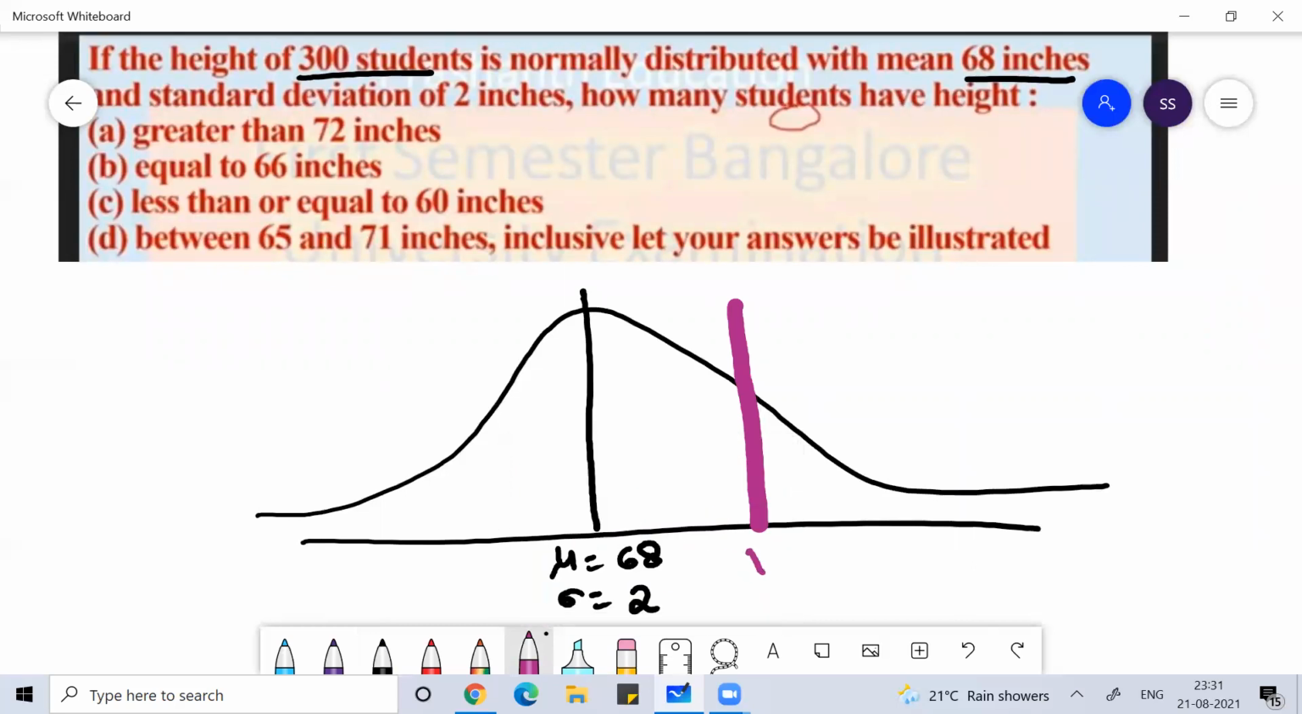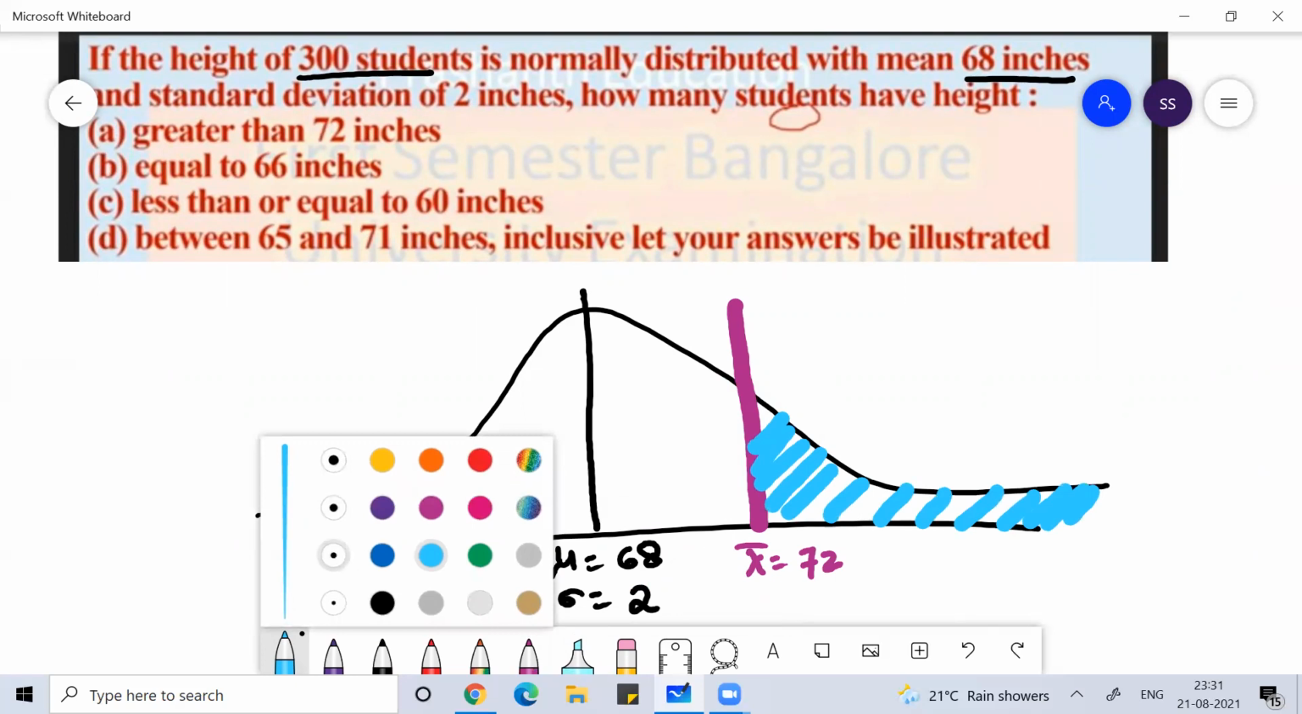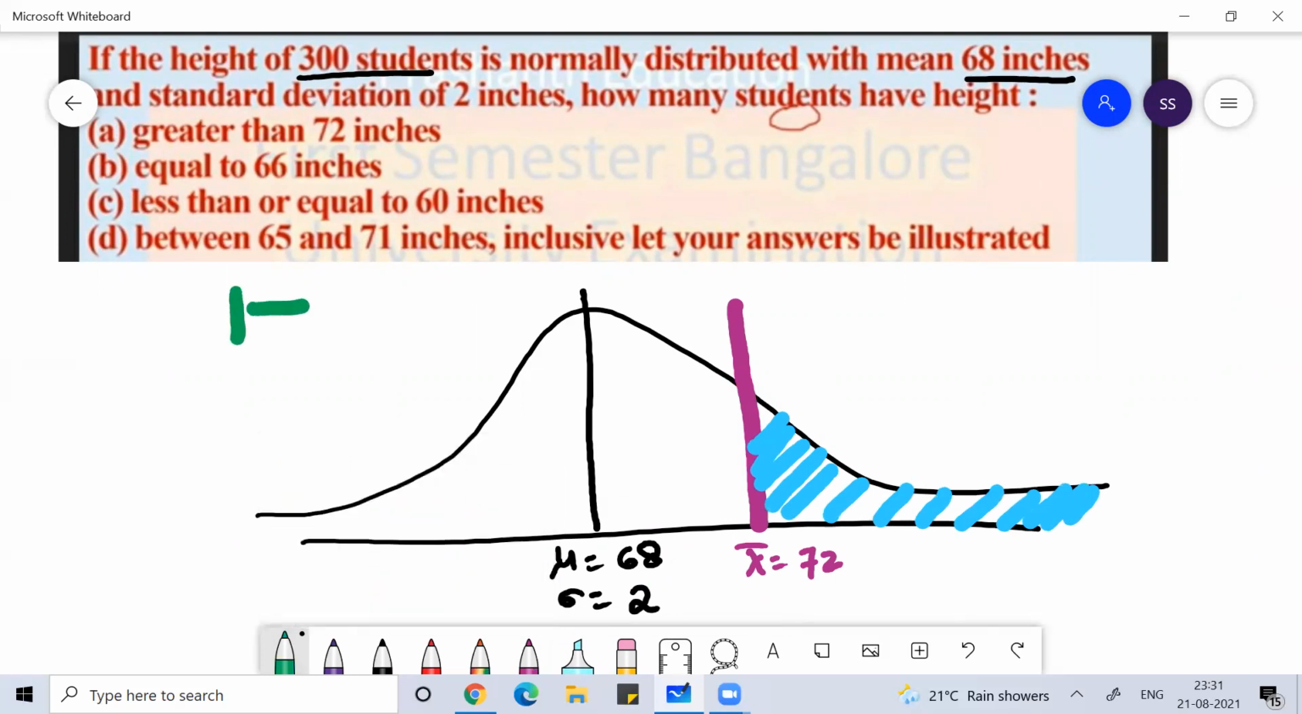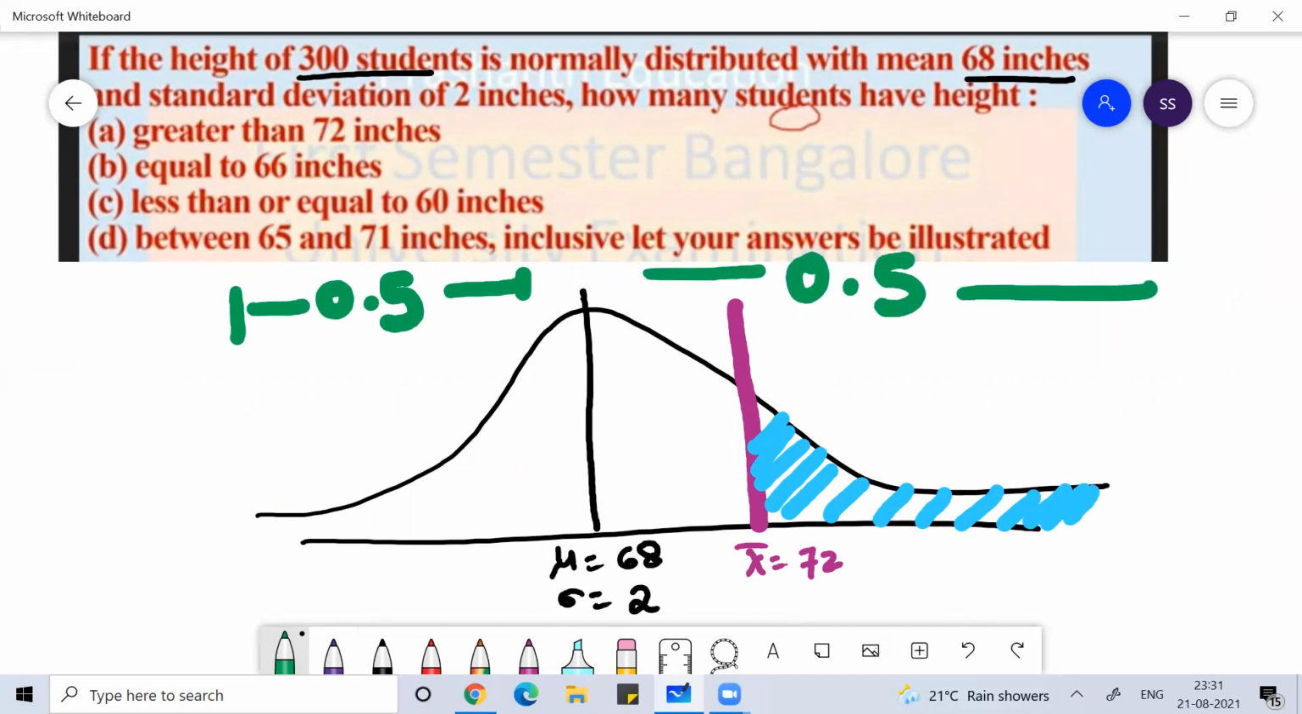So you can see this. Greater than 72 inch means what area they're talking about. They're expecting you to calculate this area, right? I told you that in the normal distribution curve, 50% of the area will lie on the left hand side and 50% of the area will lie on the right hand side. And here, I want this area, right?